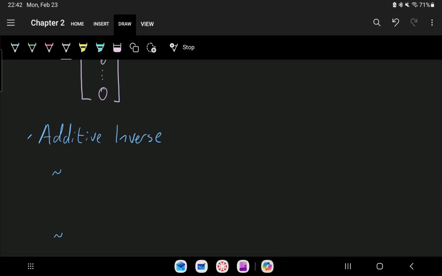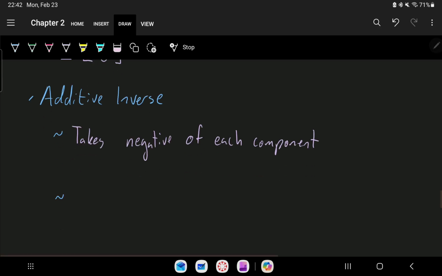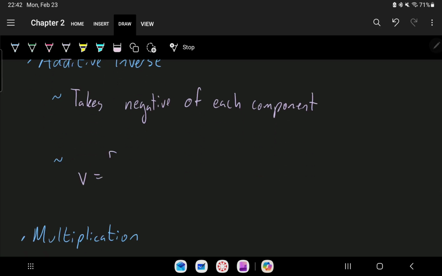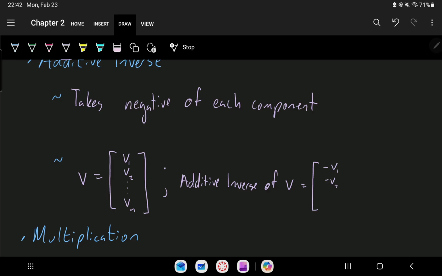We also have the additive inverse, which basically just takes the negative of each component. So for example, if we have vector v equaling v1, v2 down to vn, the additive inverse of v is just negative v1, negative v2, all the way down to negative vn. And this is pretty much going to be like subtraction, right? I mean, you can essentially think of this as that scalar multiple we talked about if that scalar is -1. So again, really nothing new.